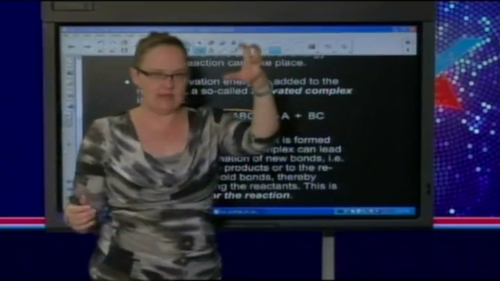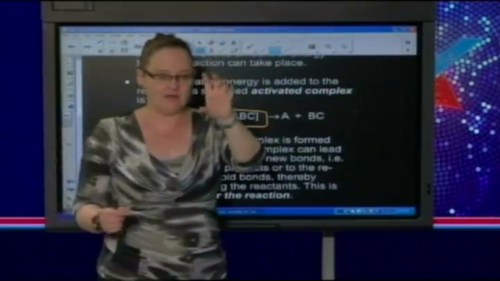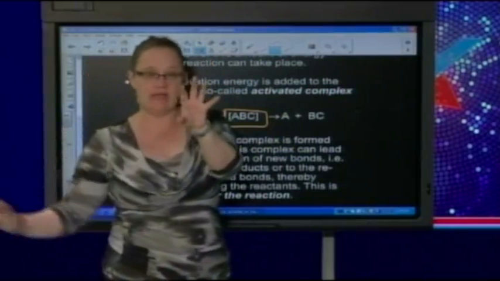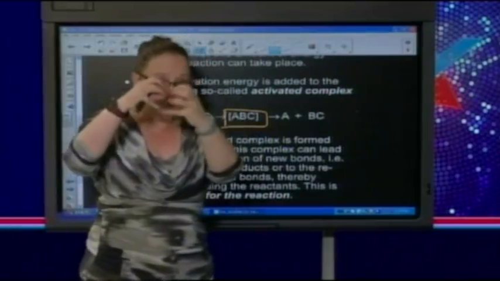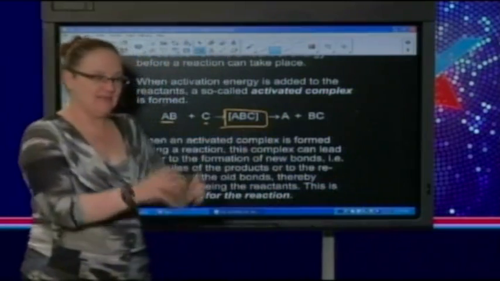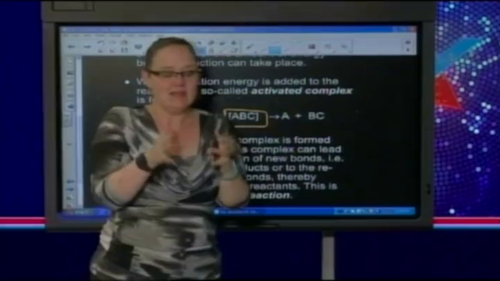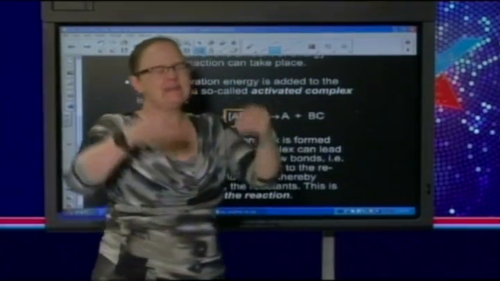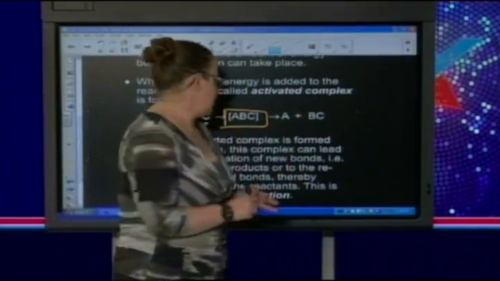When we get to that activated complex, now a decision has to be made. Either those atoms are going to break apart and go back to what they started as, the reactants, or they're going to form new bonds and form the products. So this activated complex is like a halfway stage. It's neither a product nor a reactant, but you can't take it out. You can't do anything with it. It is temporary and it is incredibly unstable.